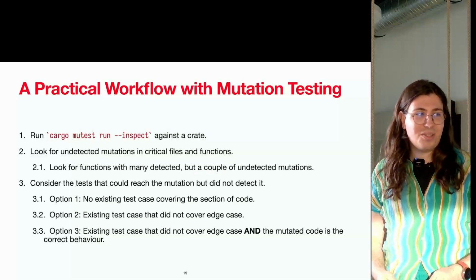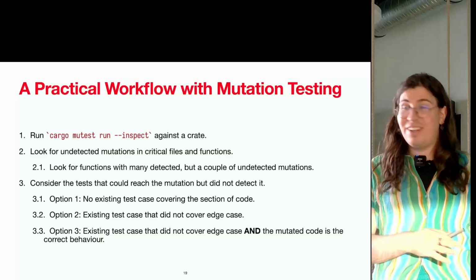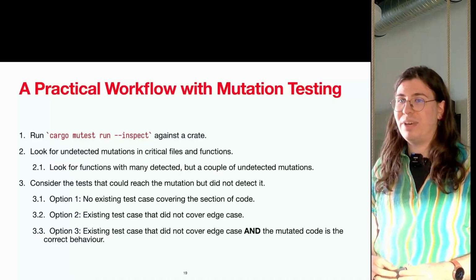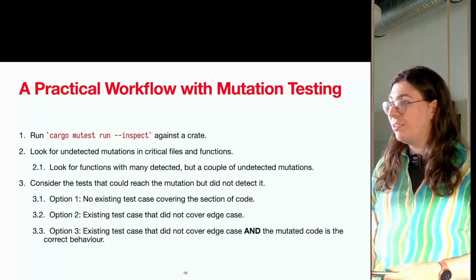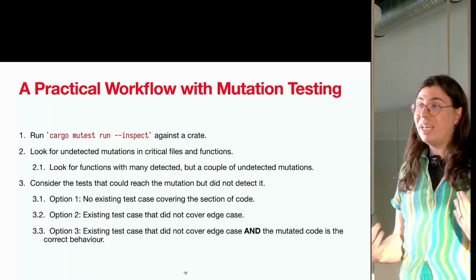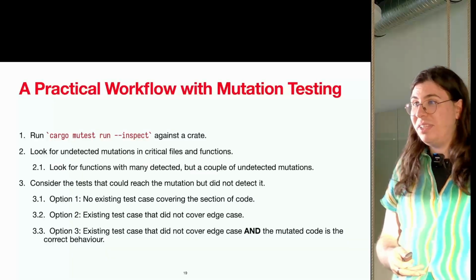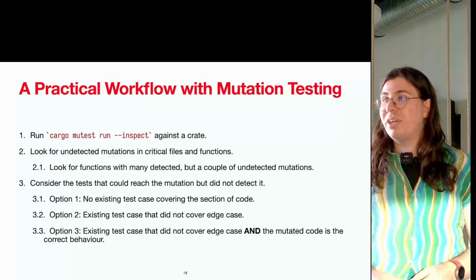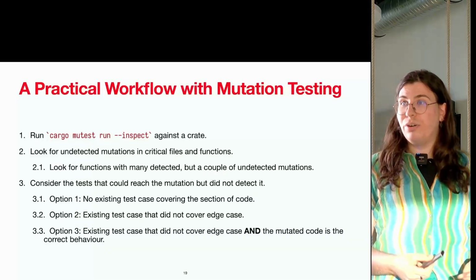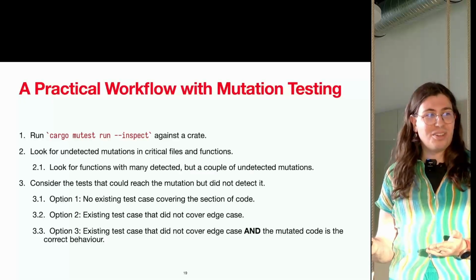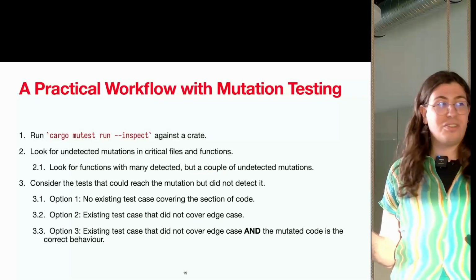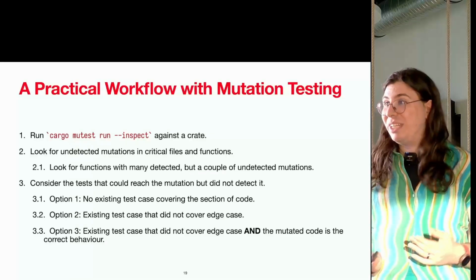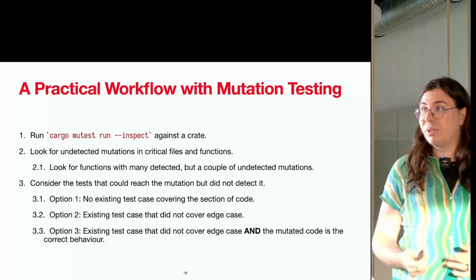Option three is that, of course, your existing test cases did not cover the edge case, but also that the mutated code is actually the correct behavior. And as it turns out, you've had a fault all along. All that to say is that when you're faced with these undetected mutations, you're not just questioning your test cases, but you could also reasonably be questioning the code itself. And you can see the original and the mutated version side by side and actually decide which of the two behaviors is the one that you want, the one that meets your requirements better.